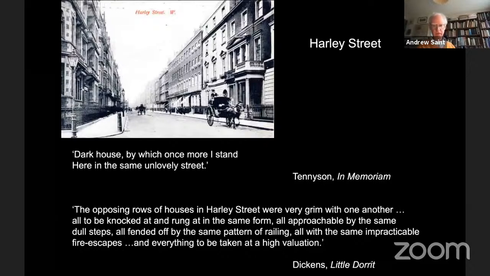Very much like Harley Street. And referring to Harley Street itself, Charles Dickens has this as a quotation: "The opposing rows of houses in Harley Street were very grim with one another, all to be knocked at and rung at in the same form, all approachable by the same dull steps, all fended off by the same pattern of railing, all with the same impracticable fire escapes, and everything to be taken at a high valuation."